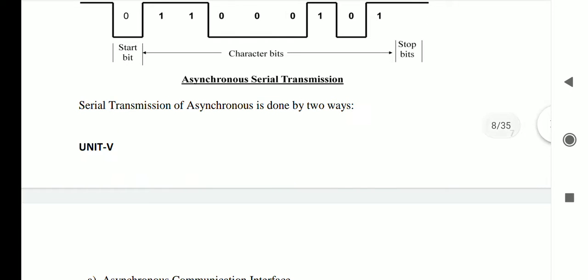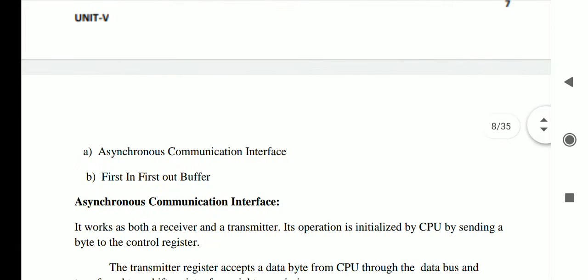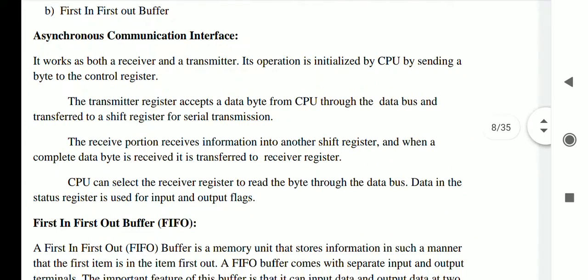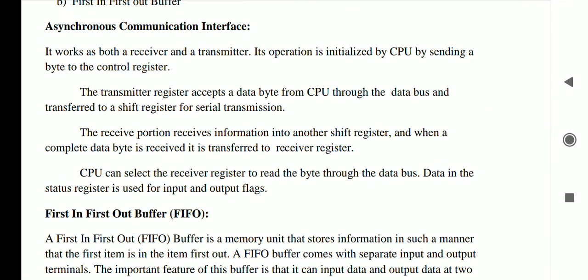Asynchronous serial transmission is represented by two methods: the asynchronous communication interface and the first in first out buffer. The asynchronous communication interface works as both receiver and transmitter. Its operation is initialized by the CPU by sending a byte to the control register.